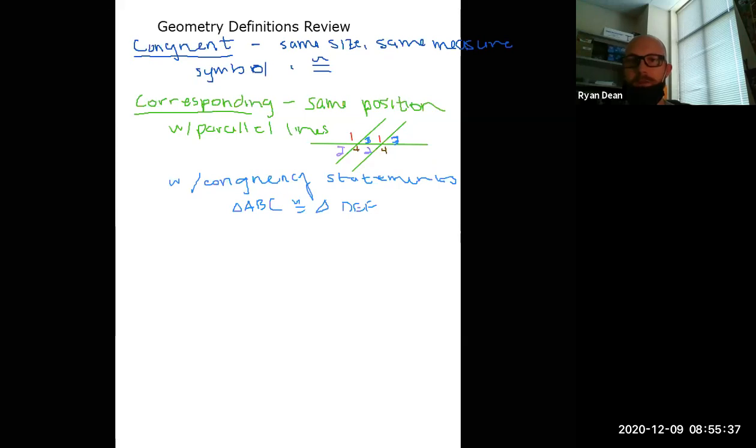So the way that that looks is all we're going to do is label the order of which these letters are listed. So A would be position 1, B is 2, C is 3. You come over to the other one, you have 1, 2, and 3. So the same position, the corresponding parts of this statement would be 1 and 1, 2 and 2, and then 3 and 3. Okay, so angle A in this case would be congruent to angle D because they're both in the first position.